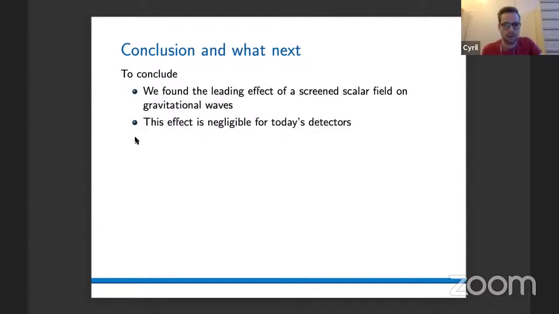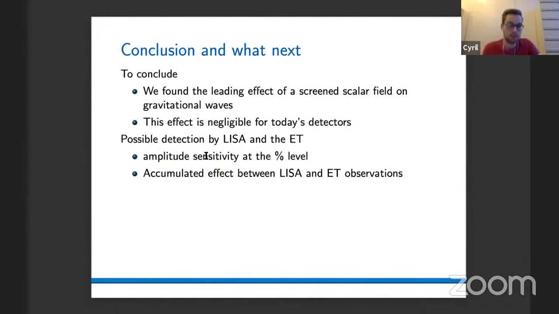So just to conclude, we calculated the leading effect of a screened scalar field on the gravitational wave, and we find that there are 3 different effects that we can expect, and these effects are negligible for today's detectors. But future detectors like LISA and the Einstein Telescope are expected to have a sensitivity on the amplitude of the gravitational wave at the percent level, so at the same level as the long range effect of the scalar field. So we might be able to observe the effect of the scalar field there.